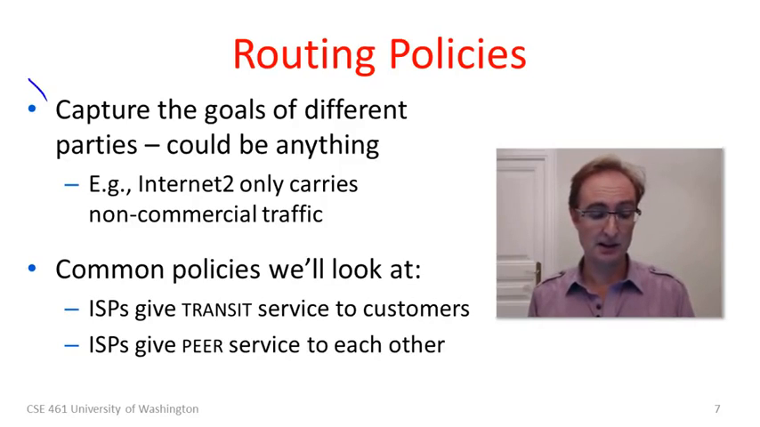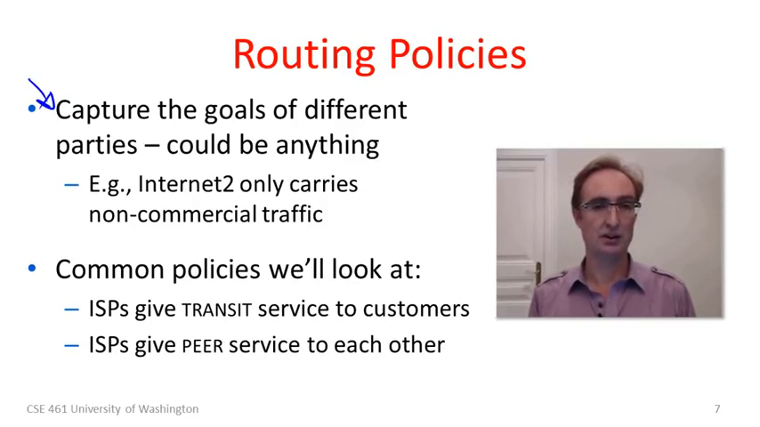Actually, the first thing to say is it could be anything. Policy really captures the goals of the different parties, and that depends on whatever you want it to depend on. There are as many different policies as there are different companies. An example of a policy that you might not have thought of, for instance, is that Internet 2, the educational network in the United States, provides connectivity between educational institutions, but it doesn't allow commercial traffic to be carried over that network. So commercial traffic will just have to go via other networks.